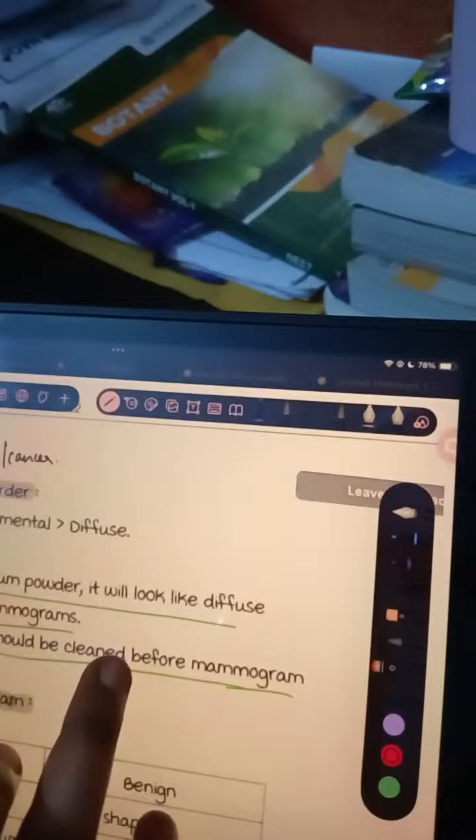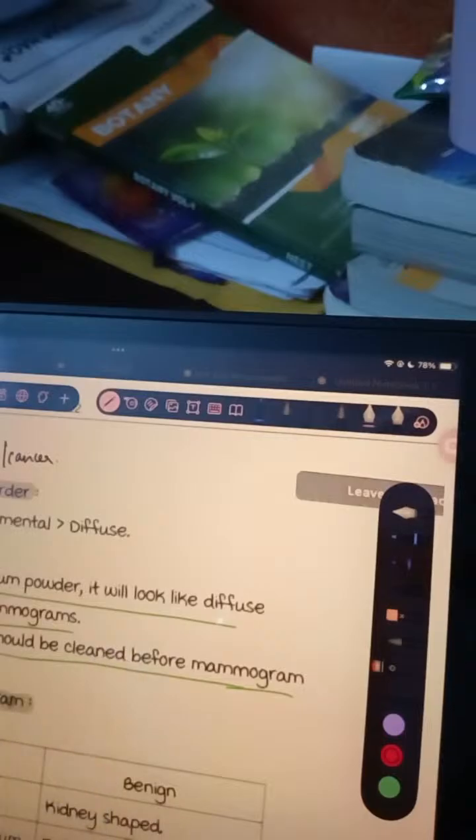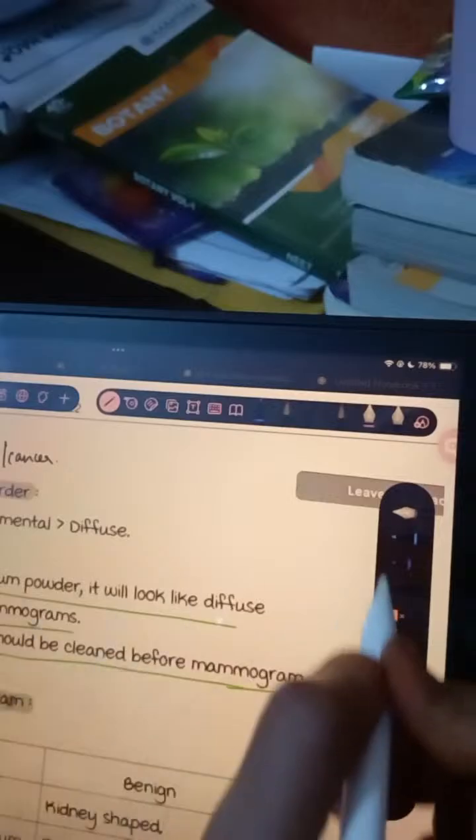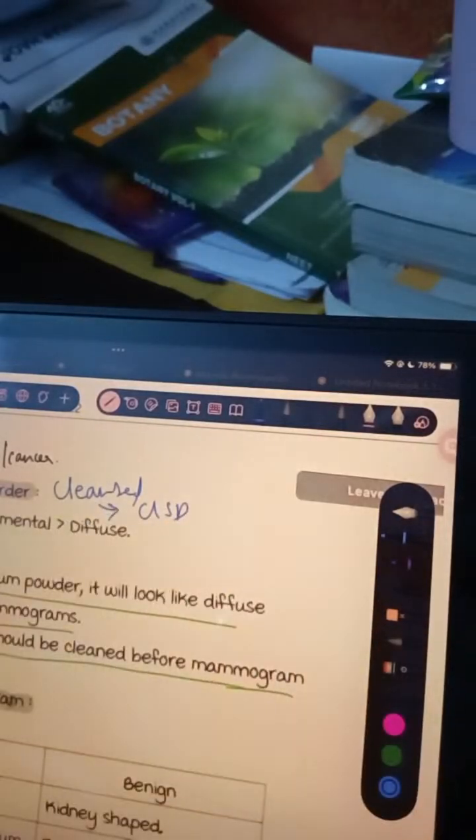So, risk of malignancy or cancer for the following structures we see here. Clusters have more risk than the linear, segmental, diffuse. Mnemonic, risk of cancer: cluster, linear, segmental, diffuse. If the patient uses talcum powder, it will look like diffuse microcalcification in mammo, so the breast should be cleaned before mammo.